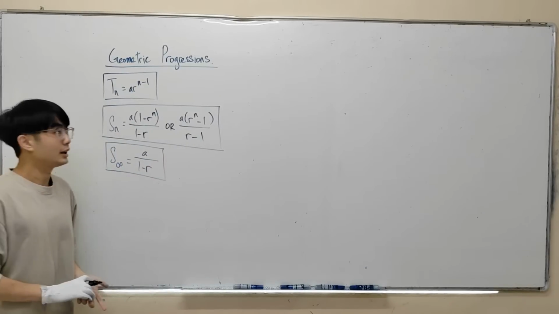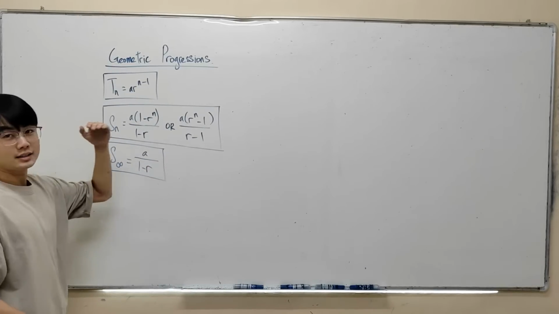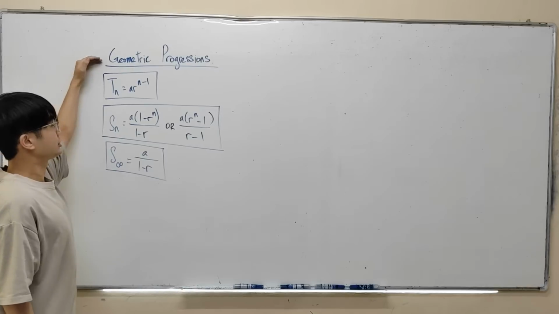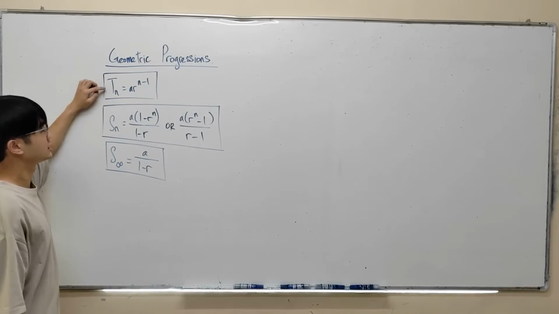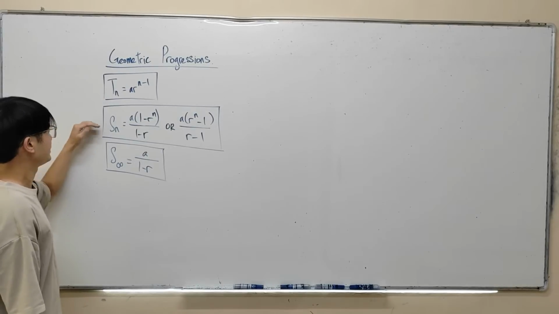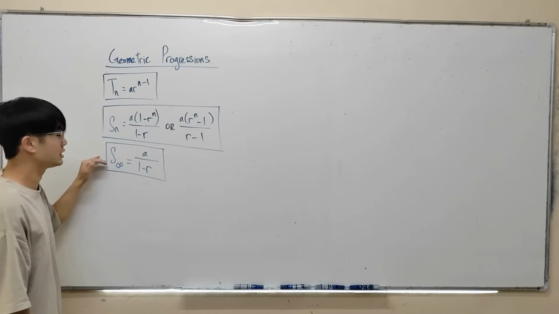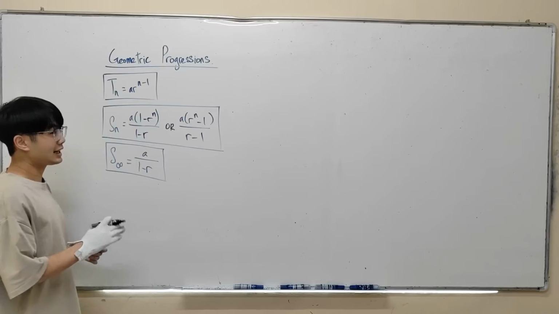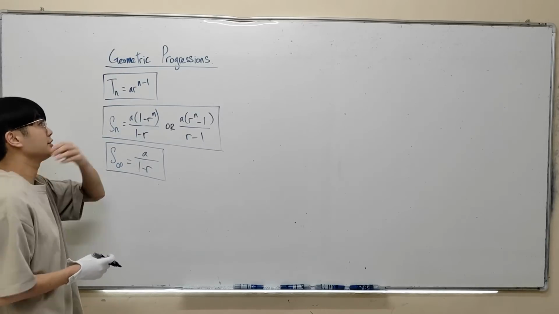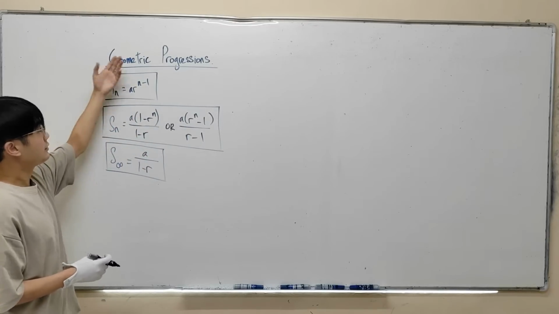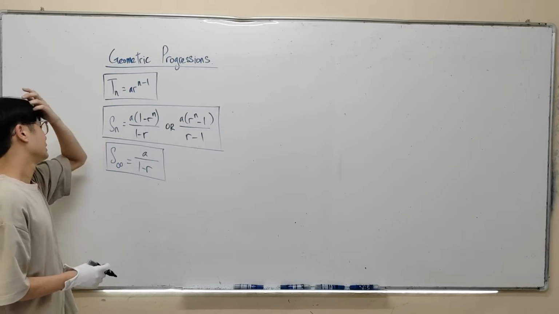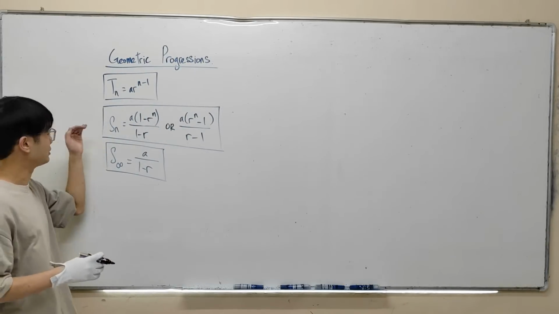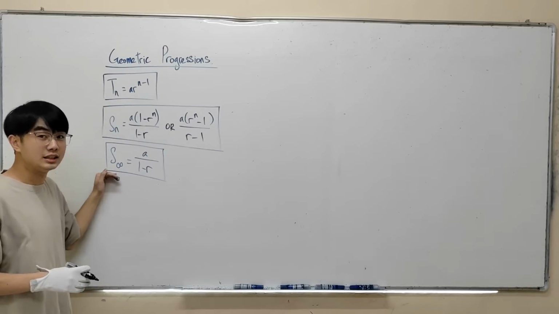Okay, in this video I will teach you guys how to prove the geometric progression formulas. So, three formulas here. First is the Tn formula, and then we have the Sn formula and the S infinity formula. I remember last video I did for arithmetic progression, and for arithmetic progression there's no S infinity, right? But for geometric there's S infinity. So I will show you how to prove the S infinity in this video.